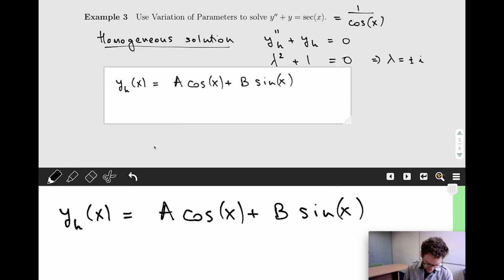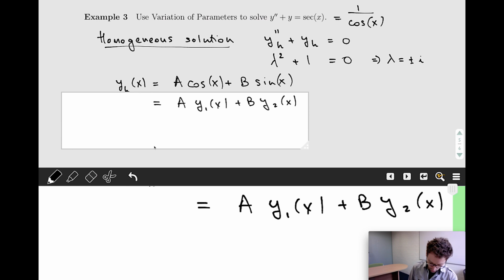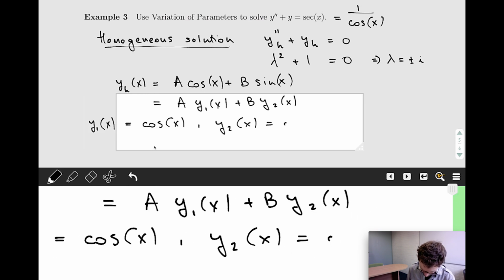Now we're going to write this as a times y1 of x plus b times y2 of x. So we've found our two homogeneous solutions, y1 and y2. And we're going to use the method of variation of parameters to find the particular solution.